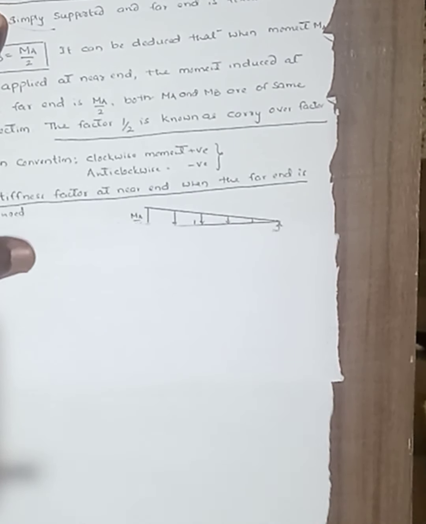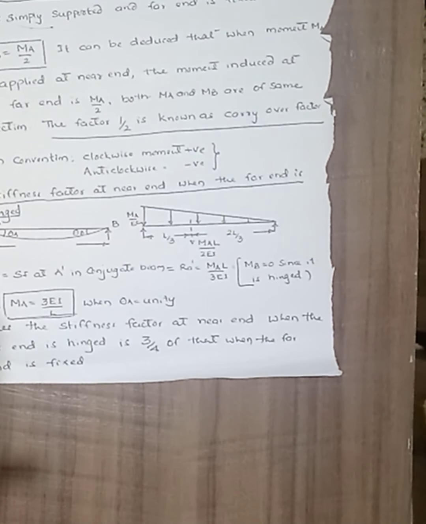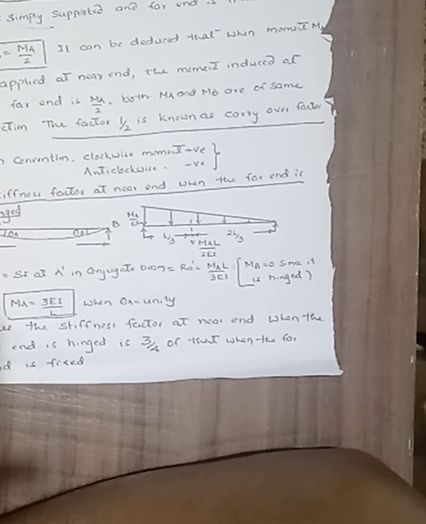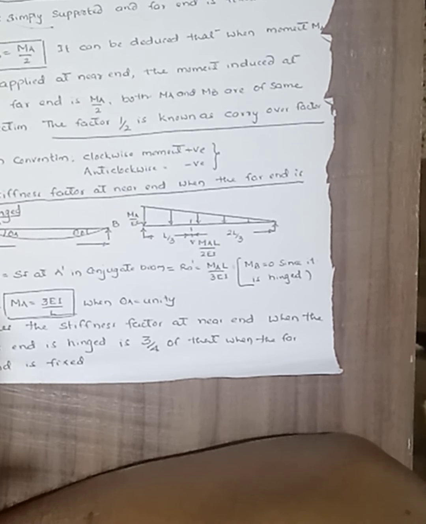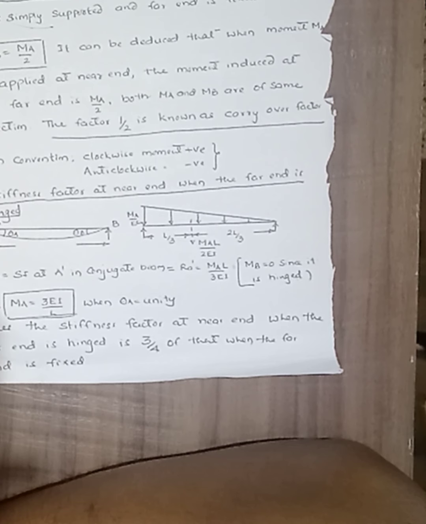In this moment distribution method, we consider clockwise moments as positive and anti-clockwise moments as negative. Similarly, when the near end is simply supported and the far end is fixed, the stiffness factor K equals 4EI by L. The carryover factor is 50%: half of the moment is carried from the near end to the far end with the same sign.